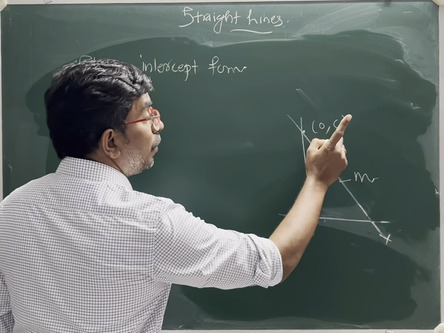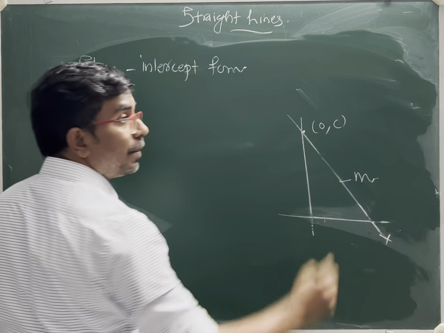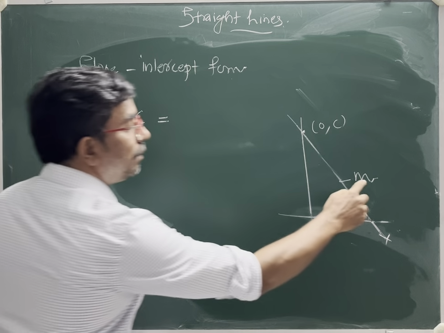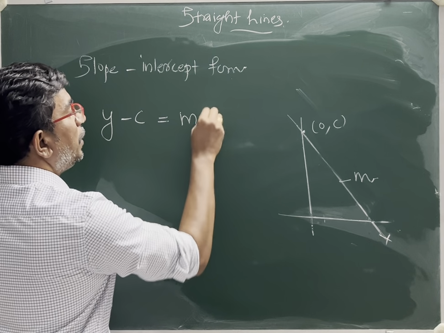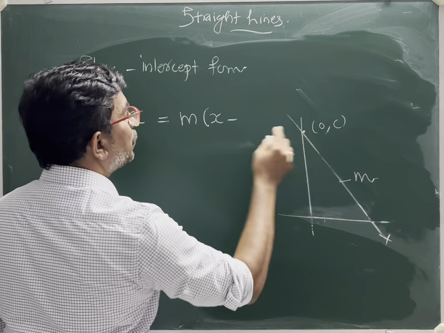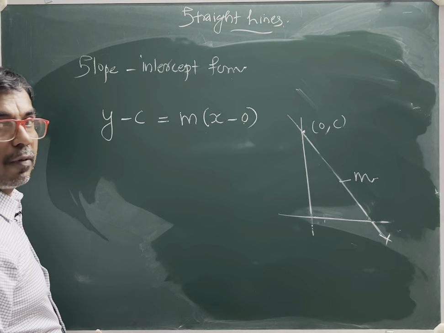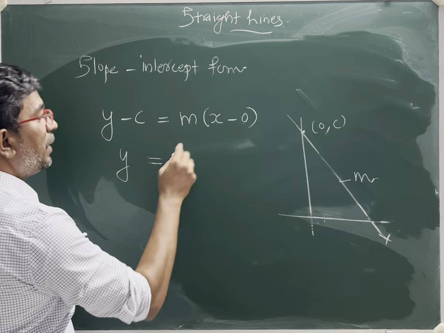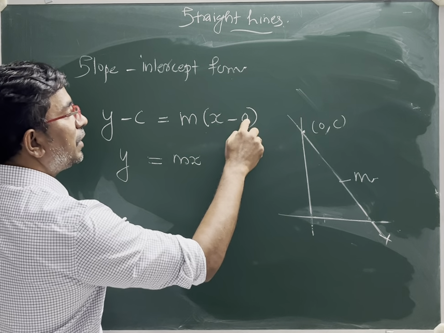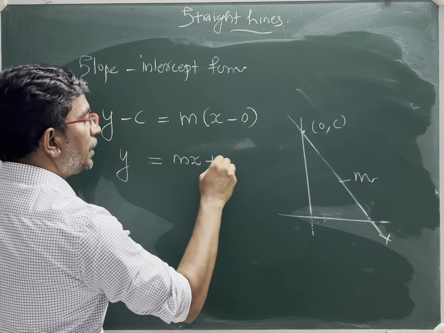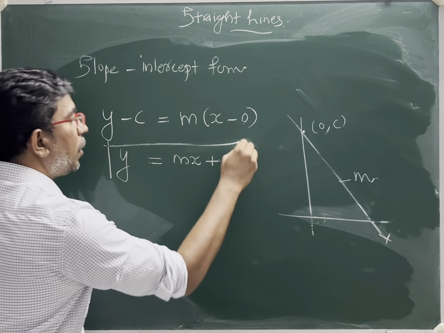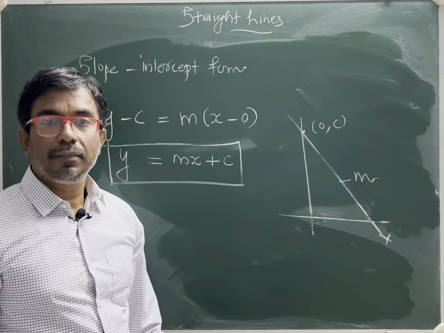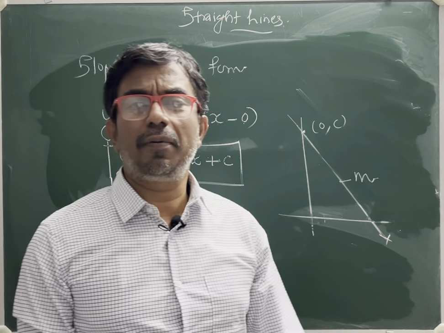So y minus y1, and y1 is c, is equal to m, the slope, into x minus x1. x1 is 0. If you modify and write, I can write y is equal to m into x, mx, this is 0, then minus c when I take to that side, plus c. This is called the slope-intercept form. Why do we study this slope-intercept form?